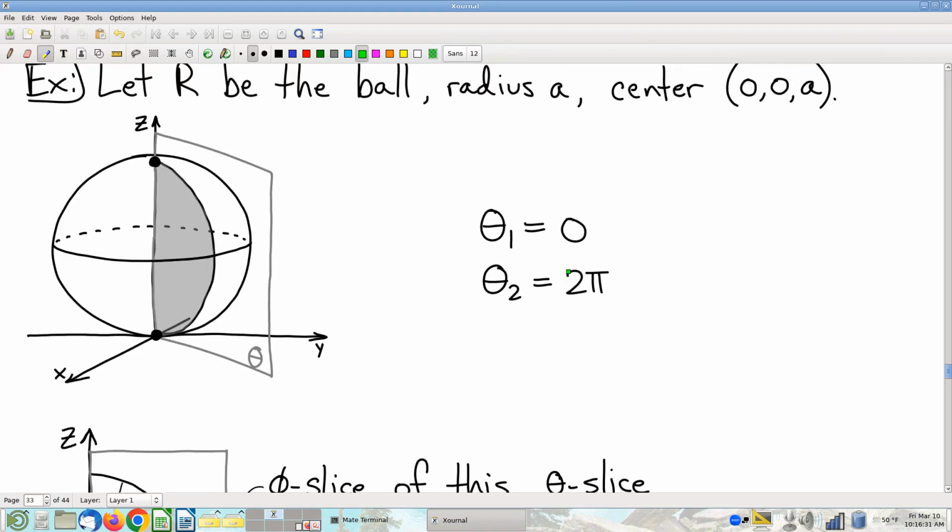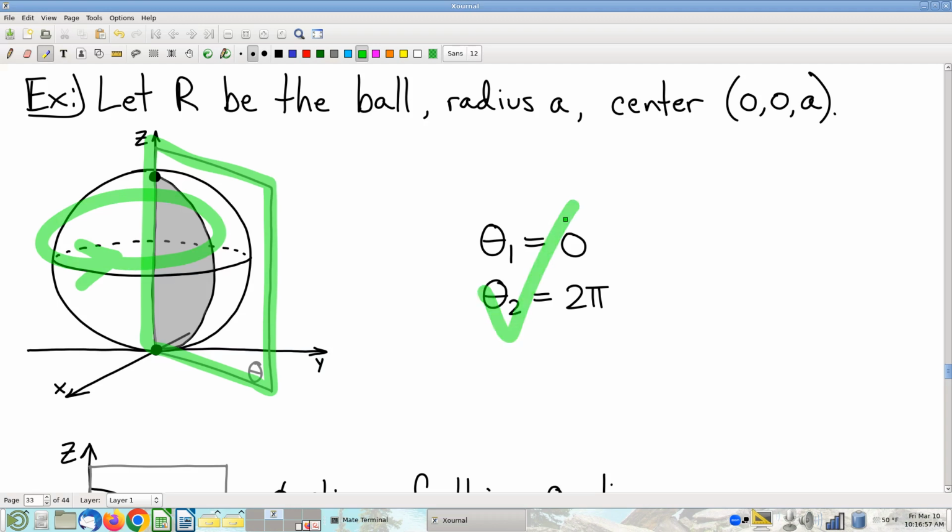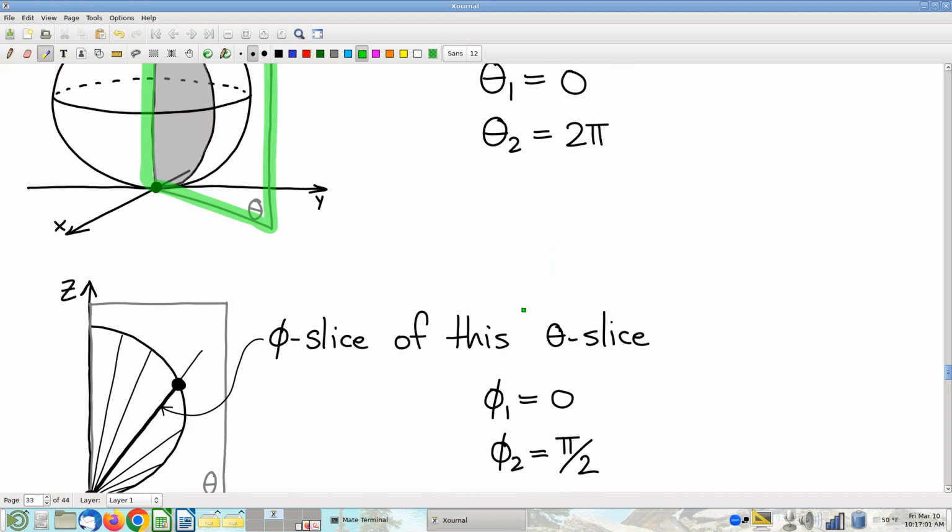So real quick, let's hit the broad strokes of the example we did last time. We're looking at this ball here, radius a, centered up on the z-axis, so that it's sitting on top of the origin in the xy plane. And theta slices, of course, look like this. And they go all the way around on this particular domain, and so 0 to 2 pi for our theta bounds.